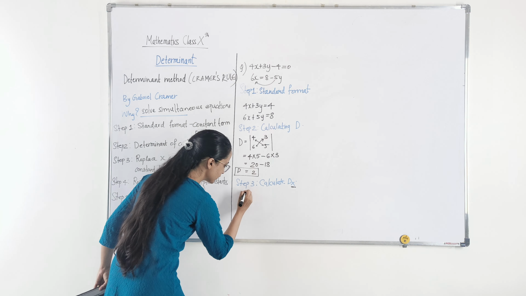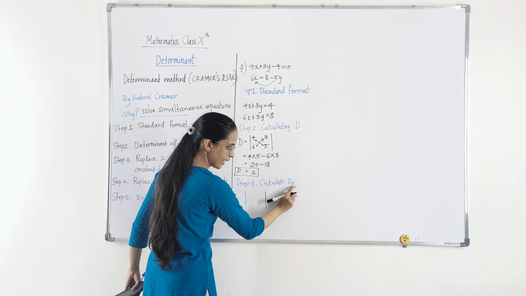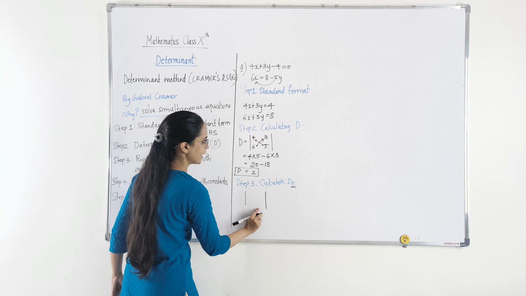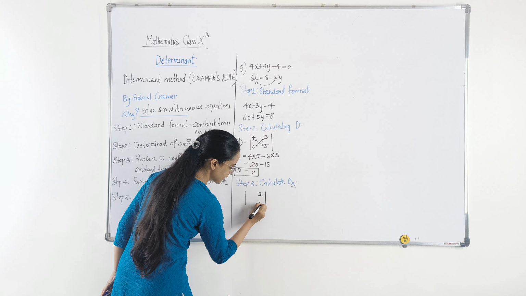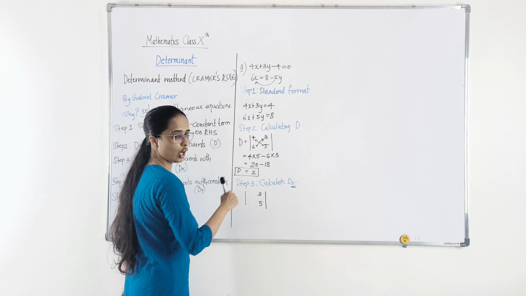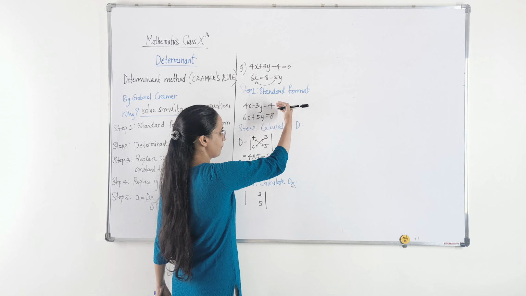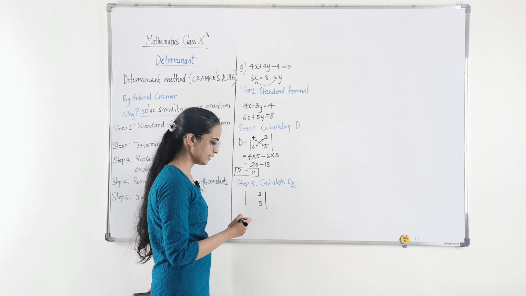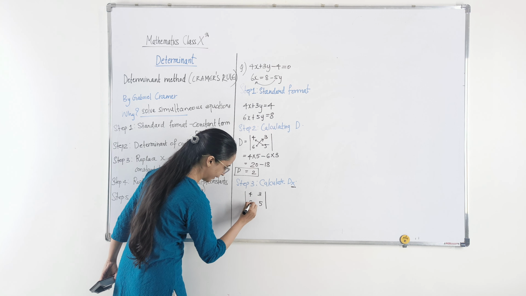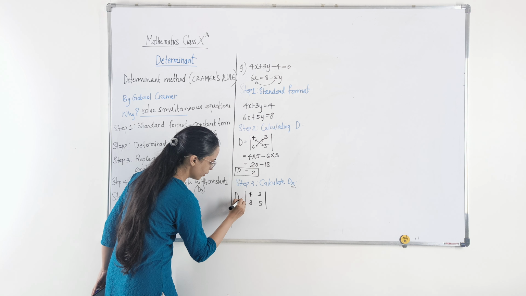So your dx would be, since x is written here, you keep the y column as it is, so you write 3 and 5 as they are, and this column for x coefficients would be replaced by the constant terms. Now what are the constant terms? They are 4 and 8, right? And this is nothing but your dx.